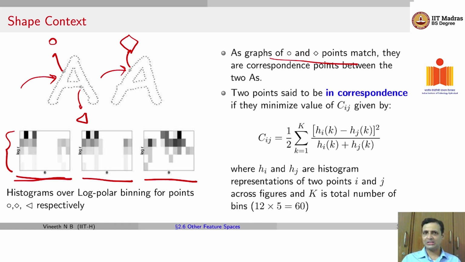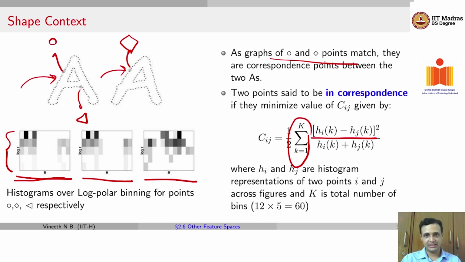And when do we say 2 points are in correspondence? We say 2 points are in correspondence if they minimize a value of Cij, where i and j are the 2 pixels that you're trying to measure, and Cij is defined as summation over k of (hik minus hjk) whole square by (hik plus hjk). Here hik and hjk are the histogram values around the ith pixel and around the jth pixel.